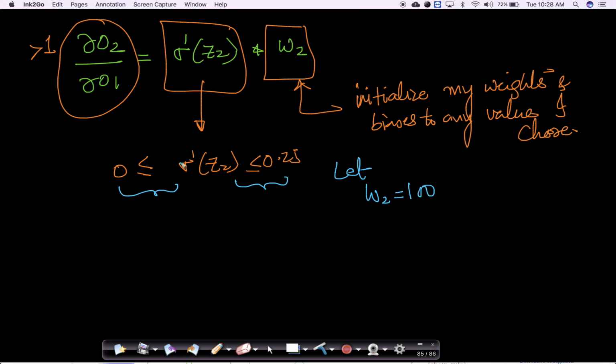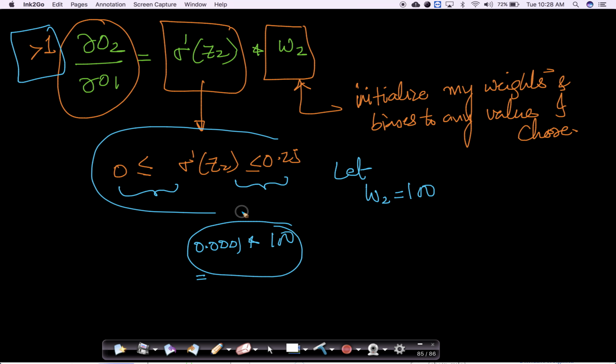If this derivative is very, very small, when I multiply it with 100, so let's say W2 is 100, right? So if this derivative is, let's say, 0.0001, this derivative is now less than 1, but I want to construct an example where this is greater than 1. So I want to ensure that this part, because it's a product of two parts, I've assigned my W2 to a large number.